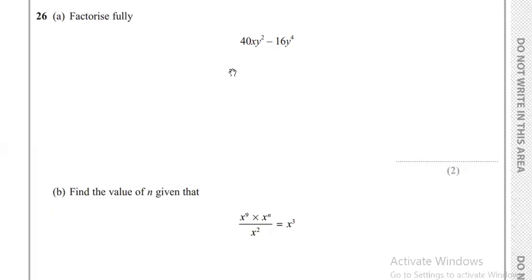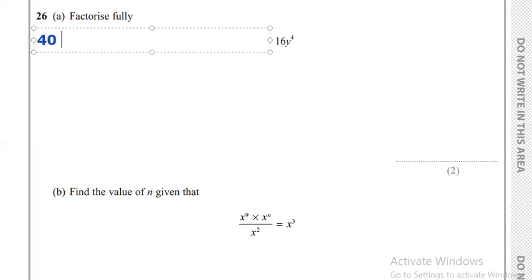The breaking down of elements method means you have to break down each part of the expression to its prime factors. For example, here we have 40. We're going to break it down to its prime factors. And when we break down 40 to its prime factors, we can take it on the side like this.